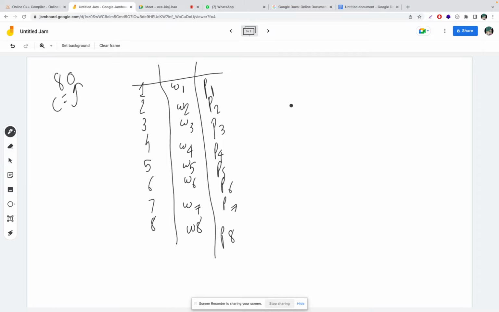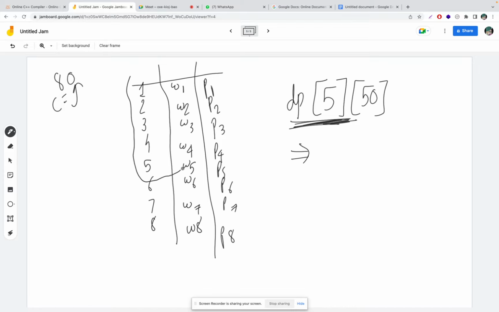Now, if someone is asking the answer of dp of 5, 50, what are they asking? This is the question. Clear, Ankit and Raj? Let's see if we can solve this or not. So dp of 5, 50, can anyone explain what is the meaning of this? It means that we are considering only the first five items.